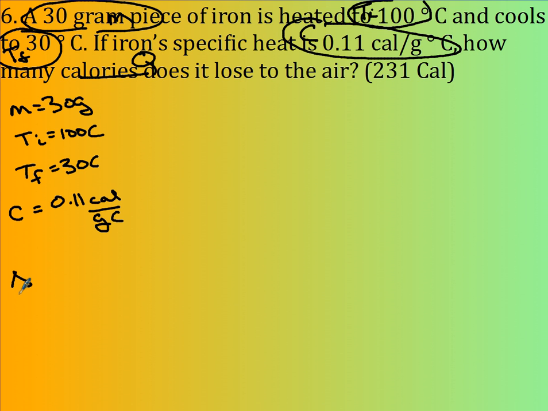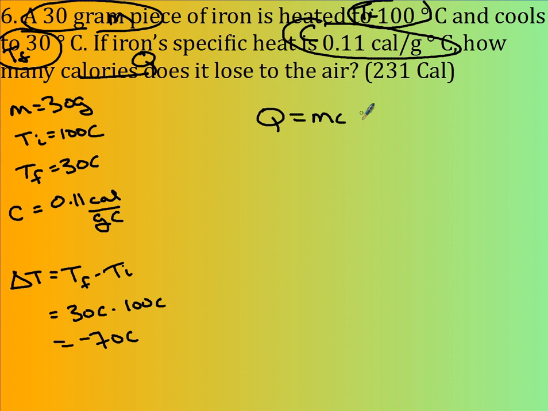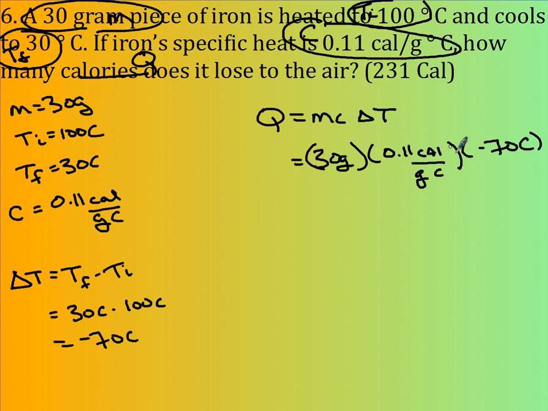Let me first find delta T. Good thing to always do to start with. This is T final minus T initial. So this is 30 Celsius minus 100 Celsius, or negative 70 Celsius. So Q is MC delta T. The mass is 30 grams. C is 0.11 calories per gram Celsius. And delta T is negative 70. And don't worry about that negative sign.